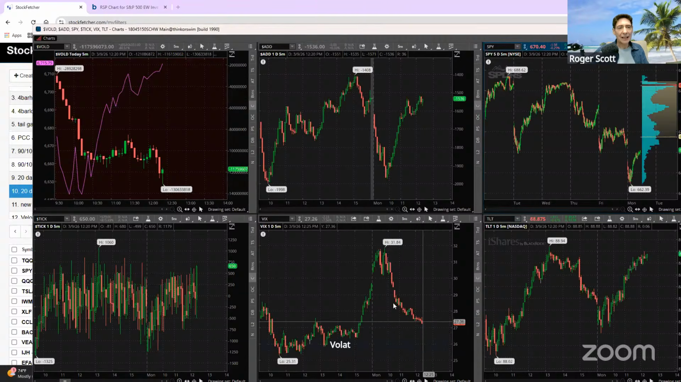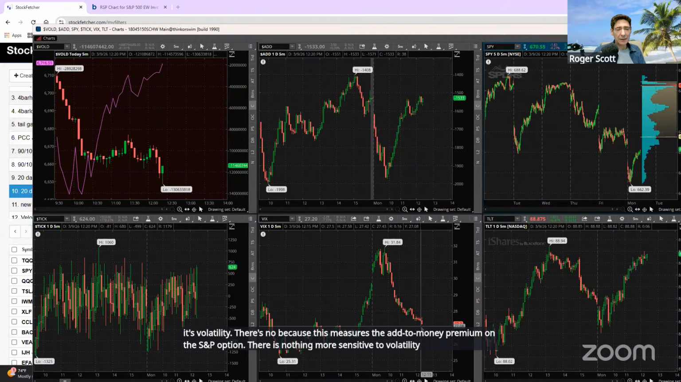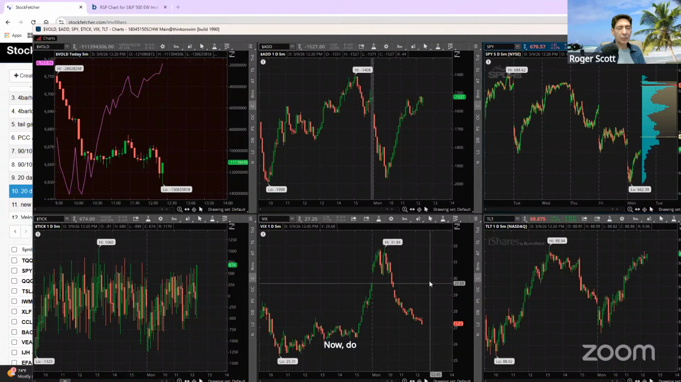Volatility does not lie. If you want the most sensitive asset to the market, it's volatility, because this measures the at-the-money premium on the S&P option. There's nothing more sensitive to volatility than that. Now, do we have any questions before we move on?